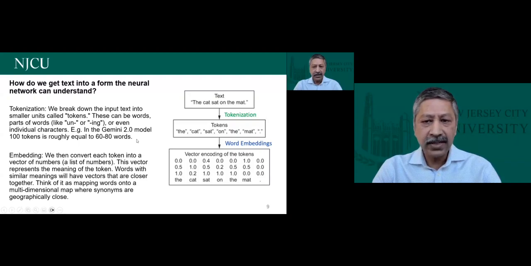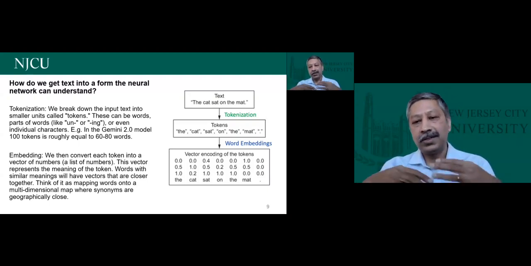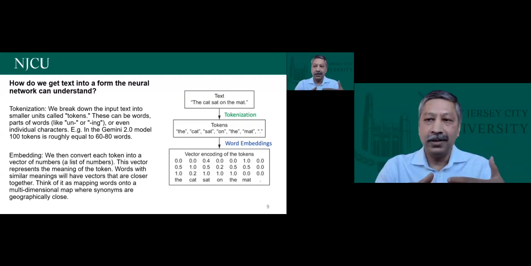So the next step is you take these tokens and convert them into what are called embeddings. So each word is converted into a set of numbers, right? A vector in math, right? A vector is nothing but a list of numbers, right? So this vector represents the meaning of that token, right? So it's not some random representation of that word in terms of numbers, but it's a very meaningful representation.